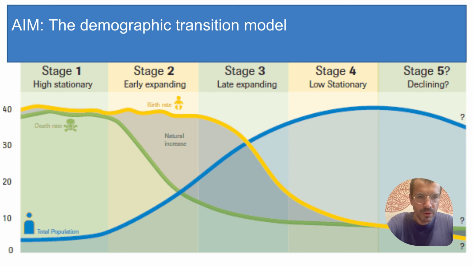This is why I want you to be careful not to confuse the total population, the blue line, with the rate of natural increase, the space between the green and yellow lines. In this stage, there are a lot of people, but the population isn't growing, which means that this total number of people will not keep increasing.